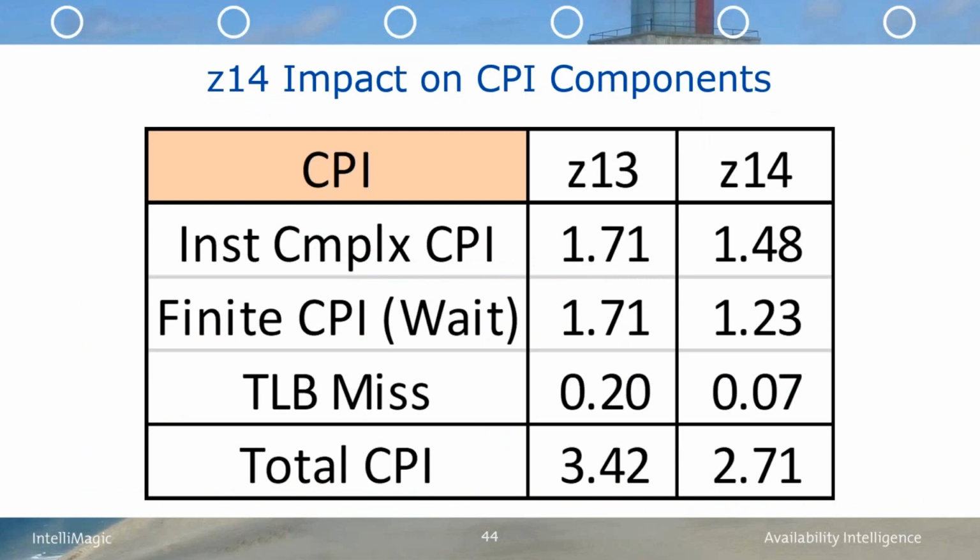Here's the table breaking out the contributors to that impressive reduction in overall CPI. Instruction complexity CPI reflected the impact of architectural enhancements in the Z14, resulting in fewer cycles being required to execute the instructions for this site's business workload. A greater contributor here to the improvement in CPI was the reduction in waiting cycles associated with the cache hierarchy, helped by the reduction in the VM penalty we saw earlier, along with the improvement in the TLB miss subcomponent.